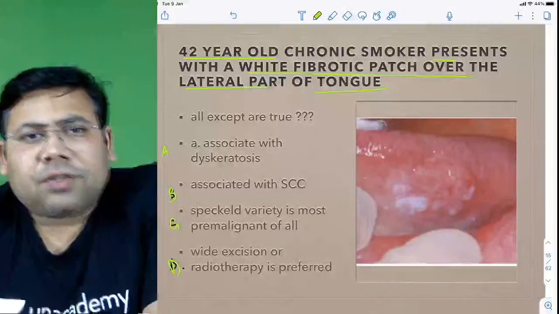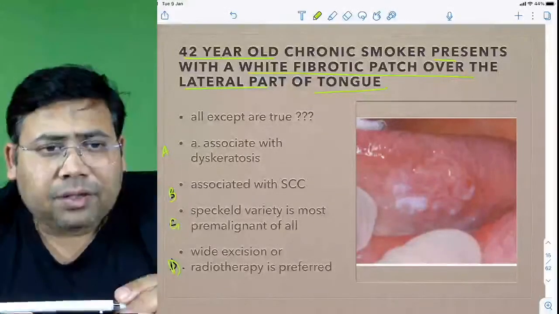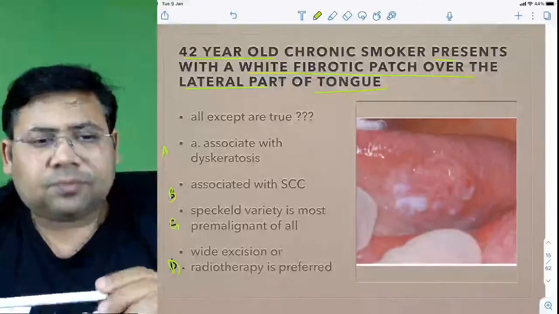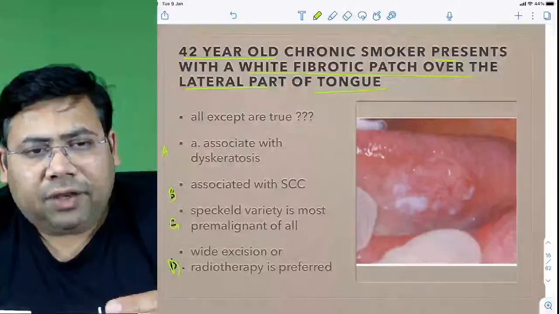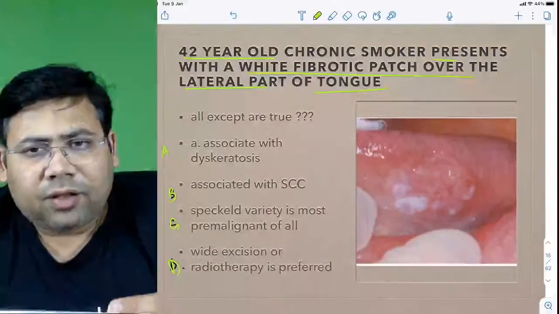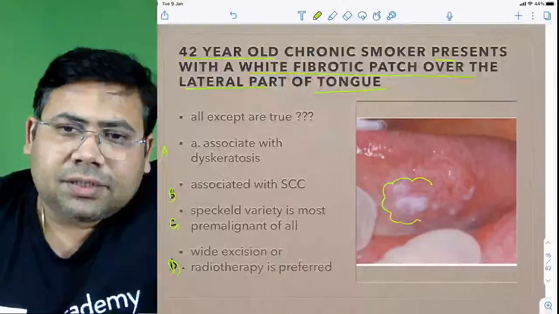This is a very simple question, and with this question, we are going to revise one very important topic, that is oral cancers. Very good, Nitin. Very good. Answer is, sir, this is a white fibrotic patch.